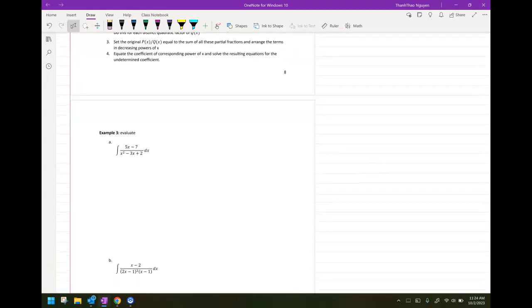So for example, in the next case, we have the integral of 5x minus 7 divided by x squared minus 3x plus 2. We will start by rewriting the rational expression as smaller terms. First we factor the denominator, so this is x minus 2 times x minus 1, over 5x minus 7. Note that these are linear factors in the denominator.